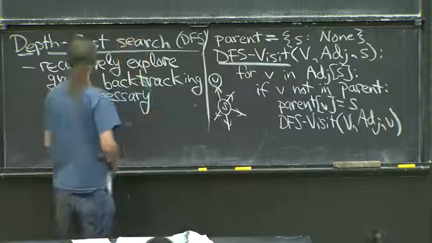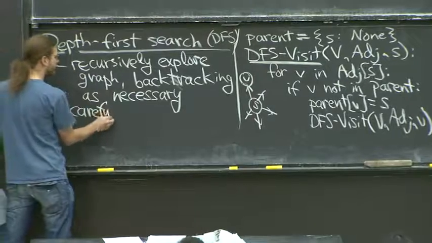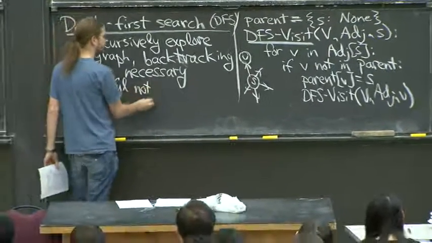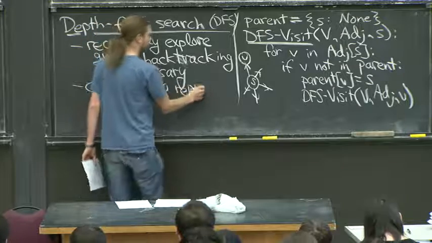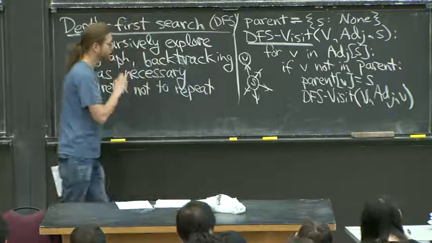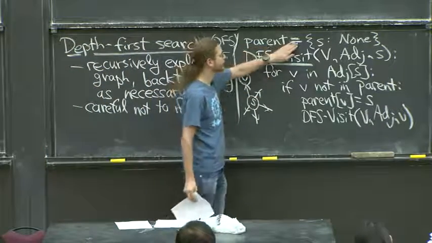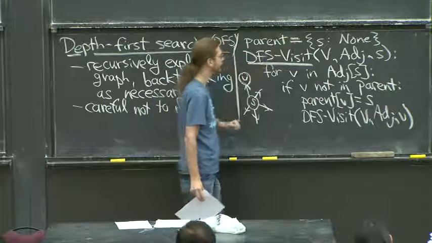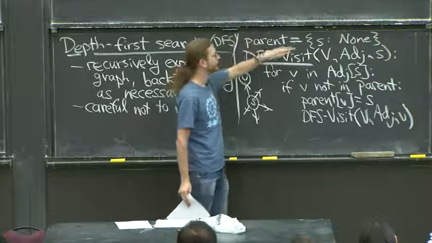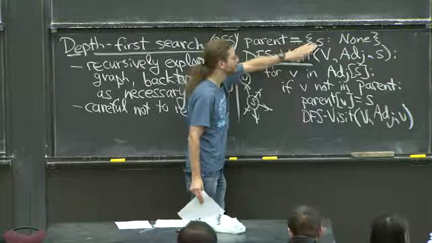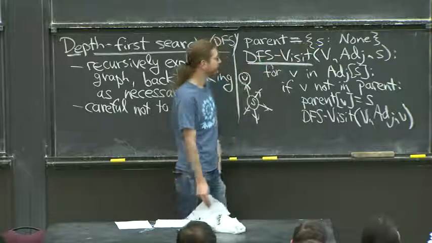So the one place where we need to be careful is to not repeat vertices. We had to do this in BFS as well. So the way we're going to do that is by setting the parent of a node. We'll see what that actually means later. But for now, it's just, are you in the parent structure or not? Initially, we've seen S, so we give it a parent of nothing, but it exists in this dictionary.